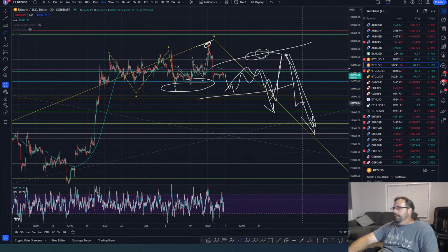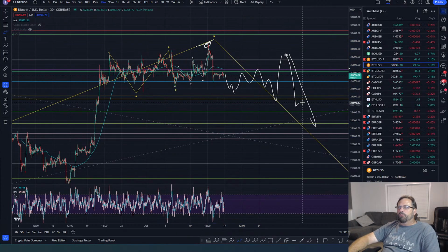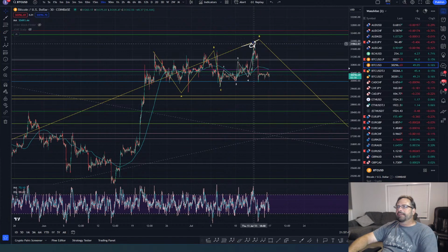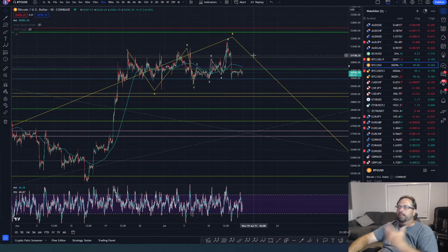Okay? All right, so guys, I know that looks like I'm just drawing squiggles on the chart, but I'm really applying Elliott wave in a very simple way here. Understanding the way markets like to move, and especially the way Bitcoin likes to move. It loves expanded flats. Bitcoin loves expanded flats, okay?